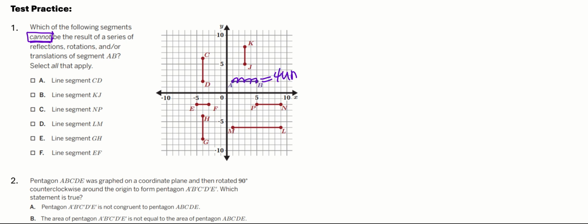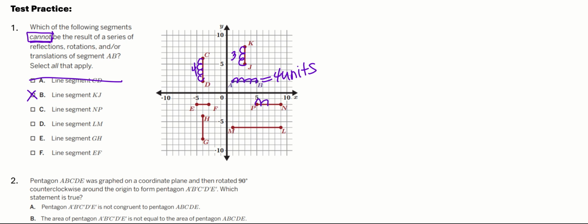That means if it is a rigid transformation, it will be congruent. What I'm looking for is not congruent. So if I look at line CD, it's 1, 2, 3, 4. That's congruent, so that's not a choice. If I look at KJ, I have 1, 2, 3. That is not congruent, so yes, a choice.